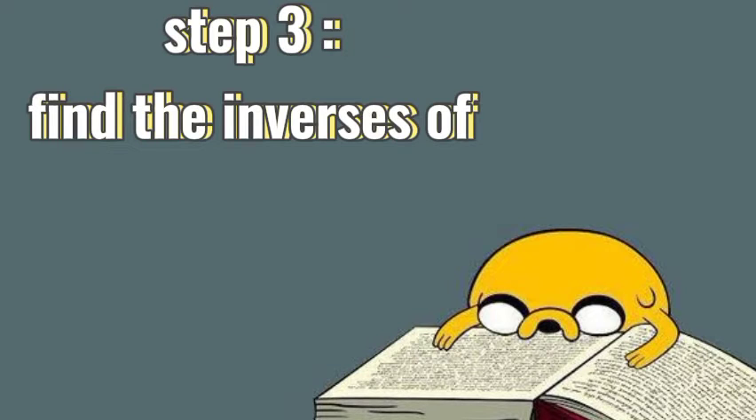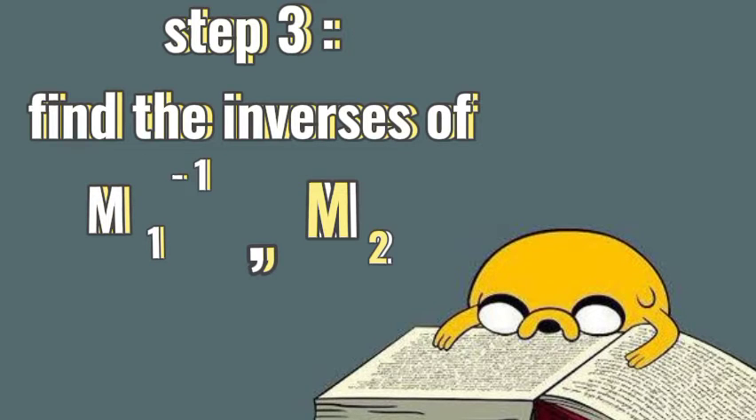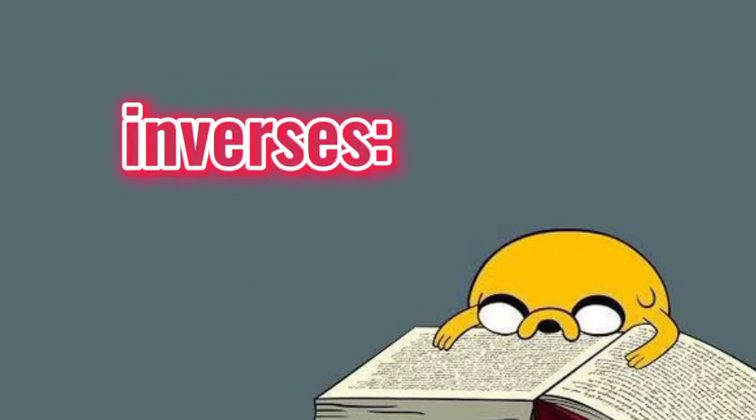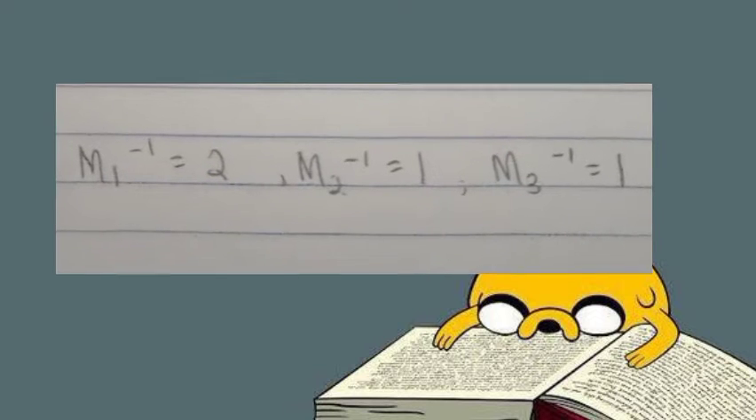Step 3. Find the inverses of M sub 1, M sub 2, and M sub 3, raised to the power of negative 1. So the inverses are: M sub 1 raised to the power of negative 1 is equal to 2, M sub 2 raised to the power of negative 1 is equal to 1, and M sub 3 raised to the power of negative 1 is equal to 1.